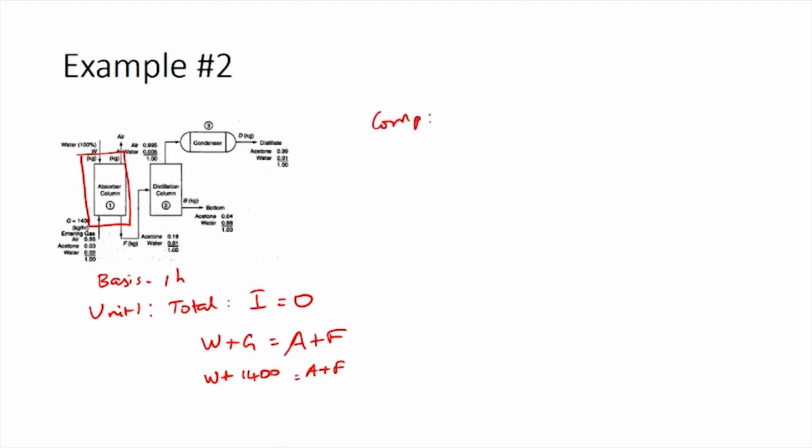Let us start with the component balance for air. So, component balance for air would be 0.95 times G is equal to 0.995 times A. Air is entering through the gas phase which is G and leaving only through A. So, this is the equation we start with. Using this equation we can calculate A, which is the mass of air leaving the system, as 1336.7 kilograms. We already know G as 1400. So, substituting for G we can calculate A.